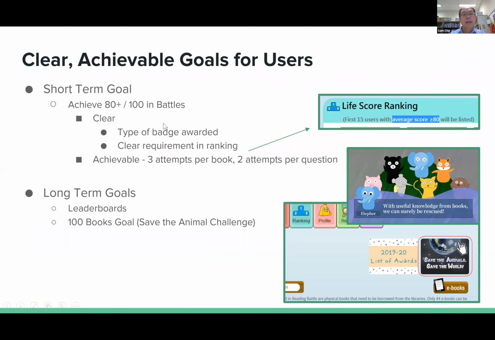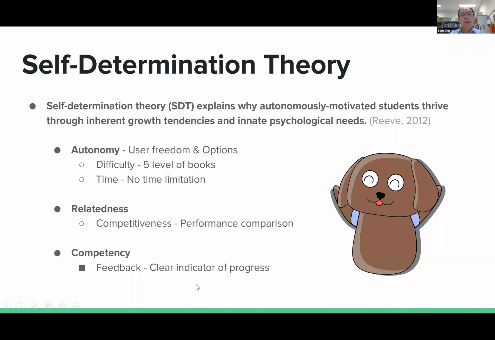And also that we need to set achievable and clear goals for users, both short-term and long-term. I like to say that my platform can help students fulfill some basic psychological needs, as mentioned in a theory called self-determination theory. When students use Reading Battle, they have the autonomy to decide what to do, and they can relate to what others are doing, how well the others are doing, and they can see that they are making progress.